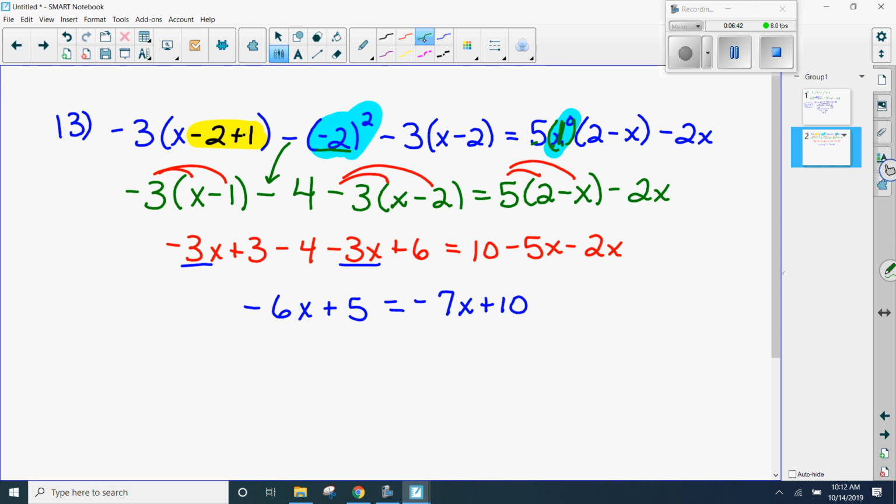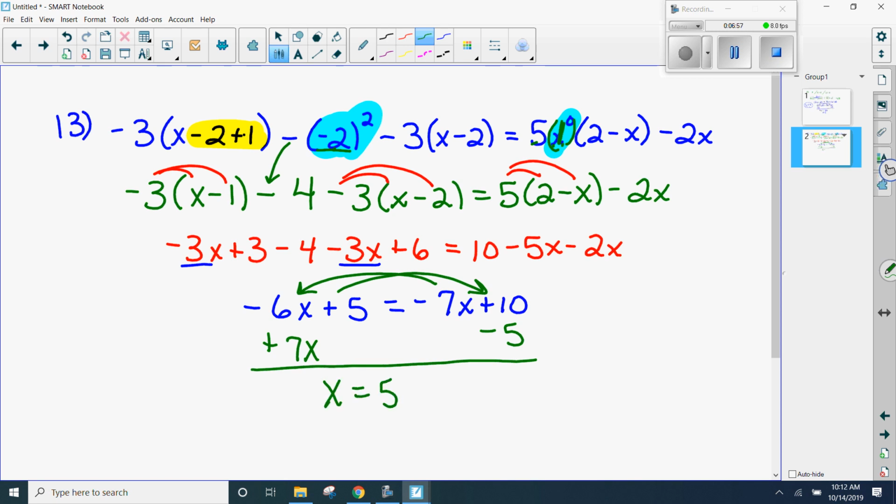Now you want to move the x to one side, the constant to the other. I don't care which way you move it. If I move the 7x over, it becomes positive 7x. And if I move the 5 over, it becomes -5. So you get x is equal to 5. Concur? There's just lots of values. You just got to keep it straight, keep it neat, keep it clean as you go through.